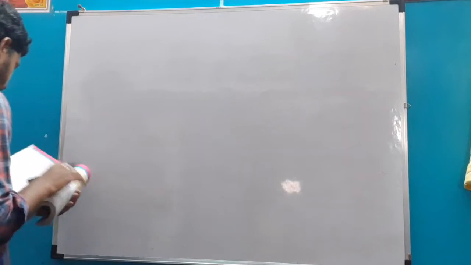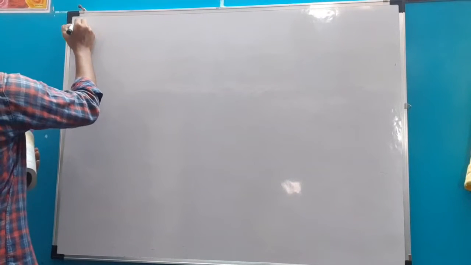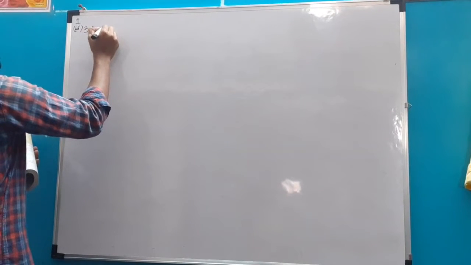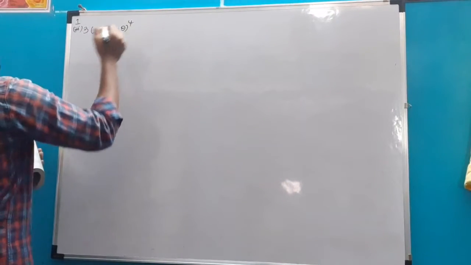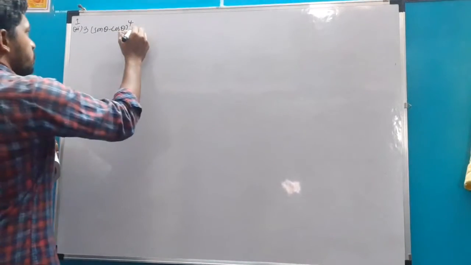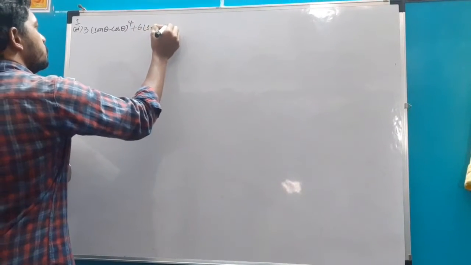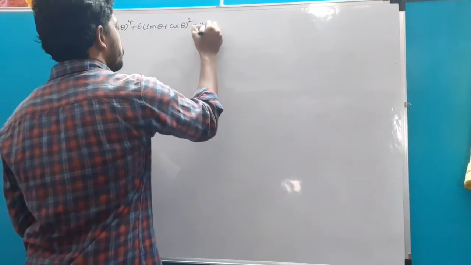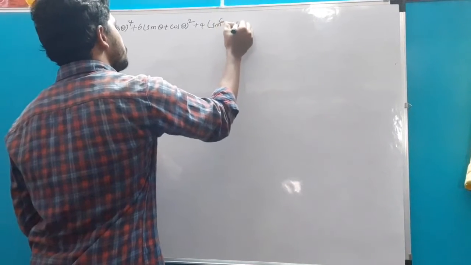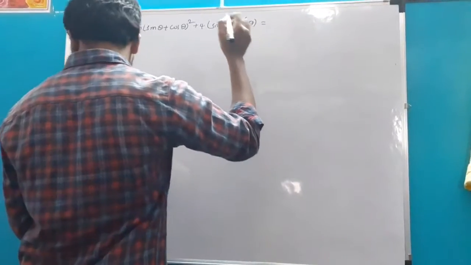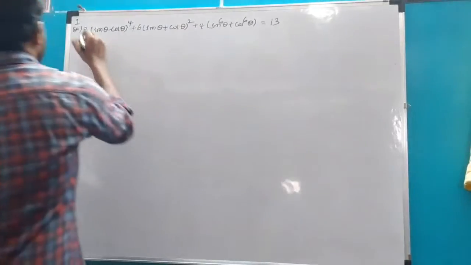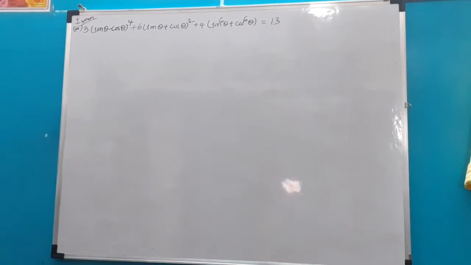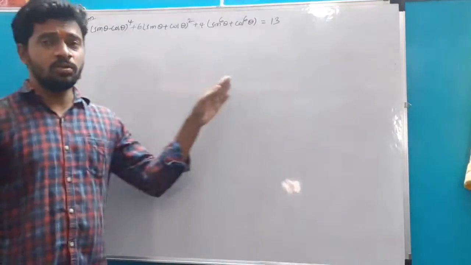Next, the third question in that Roman number 1. Third question: 3 into sin theta minus cos theta whole to the power of 4 plus 6 into sin theta plus cos theta whole square plus 4 into sin to the power of 6 theta plus cos to the power of 6 theta equal to 13. This is also important for 4 marks. So we need to prove that this is equal to 13.